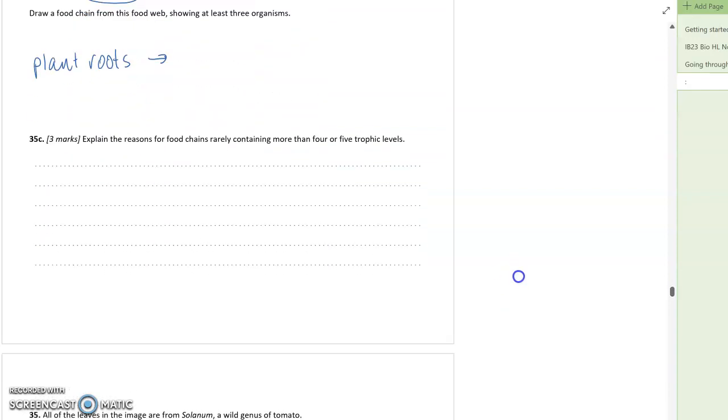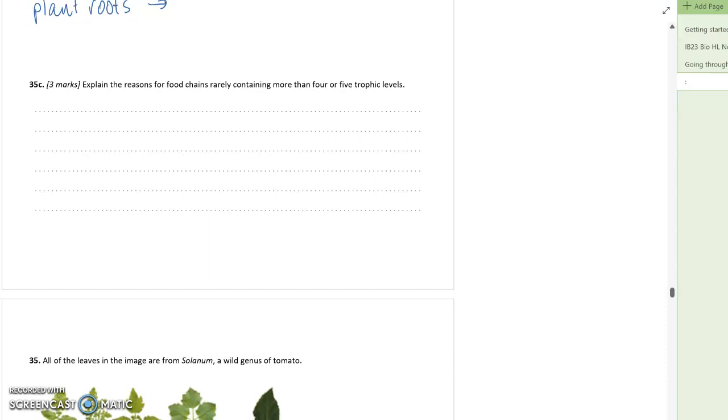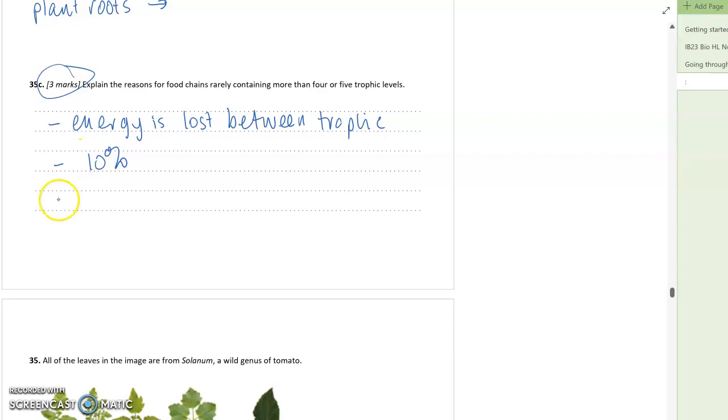Okay, so then explain the reasons for food chains rarely containing more than 4 or 5 trophic levels. That's all to do with energy loss, but it's 3 marks, so you need to be clear. The first thing is to state the fundamental reason: energy is lost between the trophic levels. That's your fundamental. And then the next one would be to talk about the 10%. The transfer between trophic levels is only 10% efficient, and then give some reasons. So why does only 10% get transferred? That's where you've got things like respiration, movement, waste, feces, dead, not digested, uneaten bits, and all that kind of jazz.